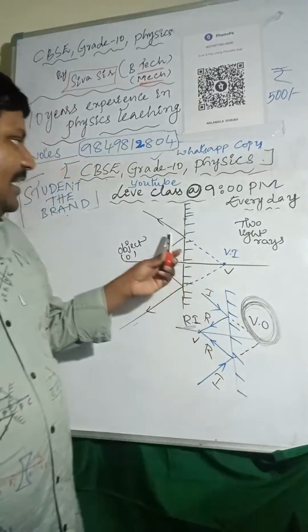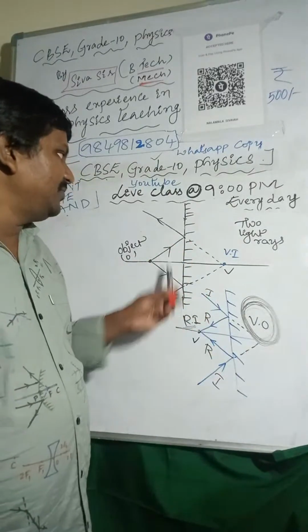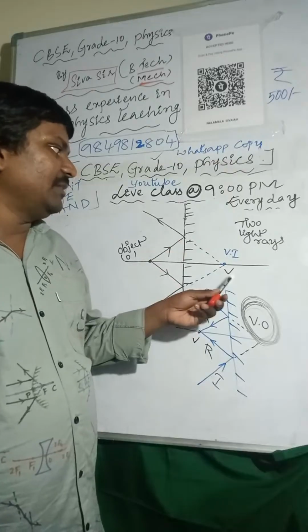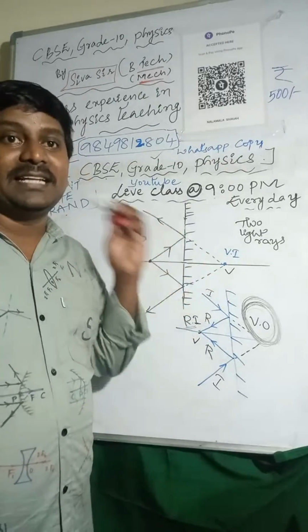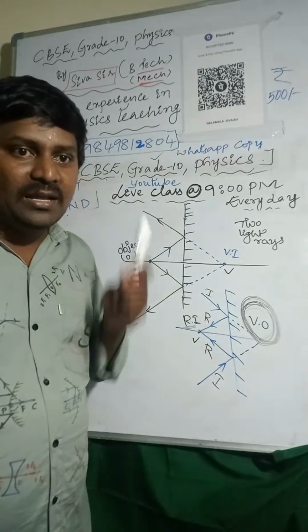Carry on. So here reflected light rays are meeting. These are the reflected light rays. Extended reflected light rays are meeting. Here you need to join.